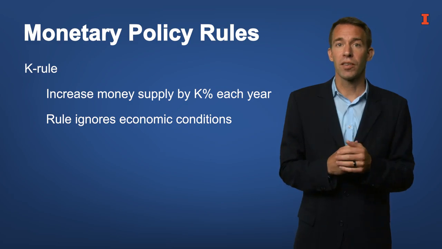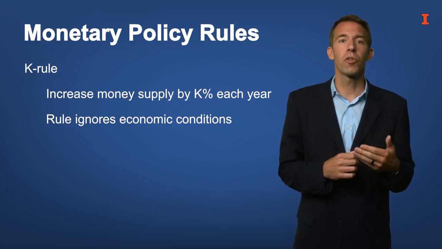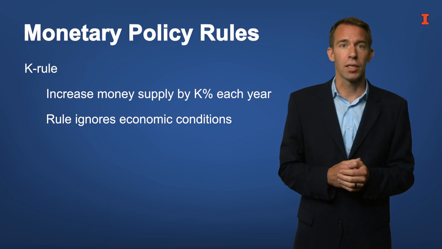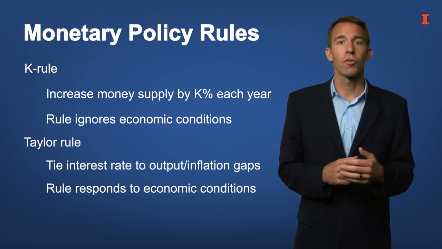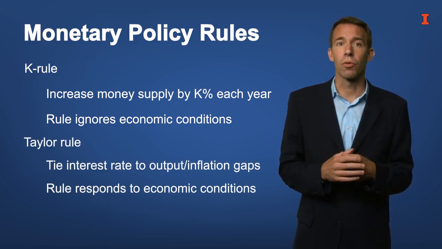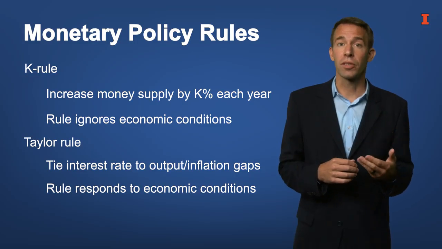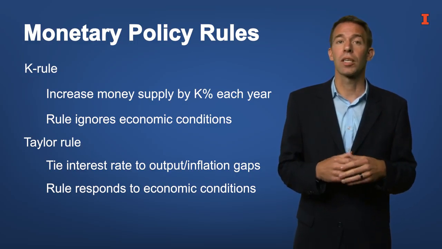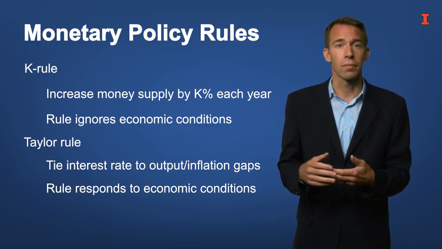If business cycles are costly, then smoothing them out might benefit society. The most famous rule is the so-called Taylor rule, which ties interest rate decisions to fluctuations in output and inflation. Let's take a look at the Taylor rule. It was originally proposed by academic John Taylor in the 1990s.